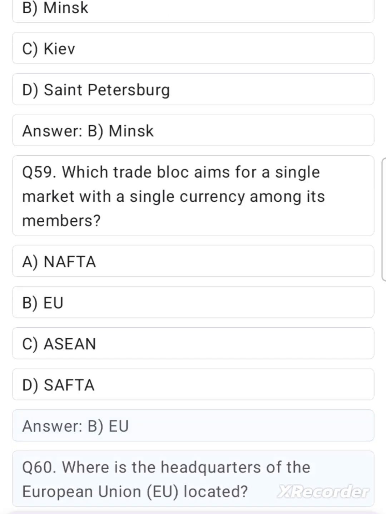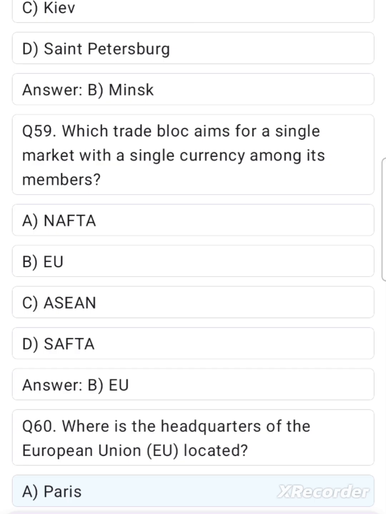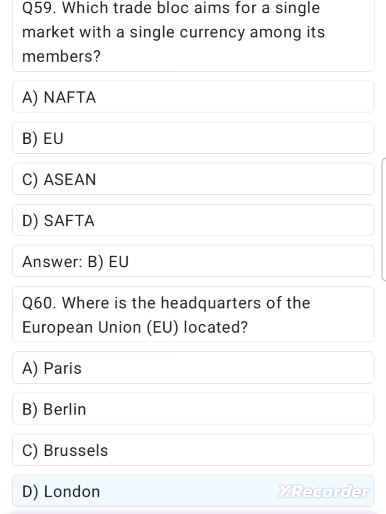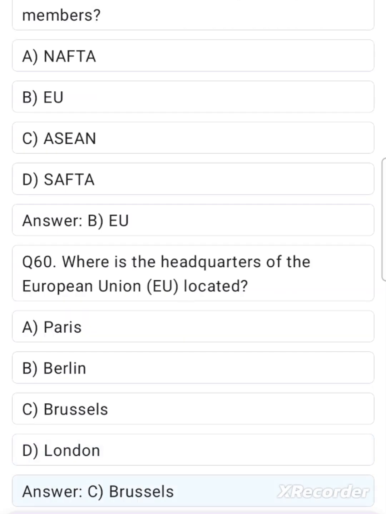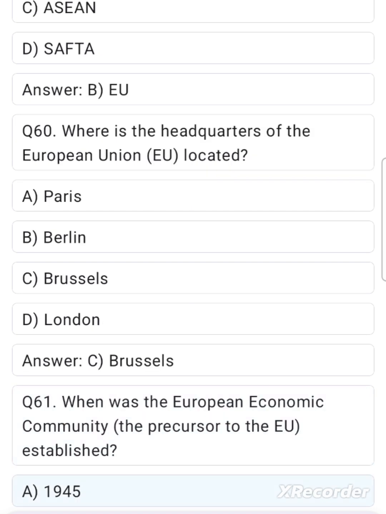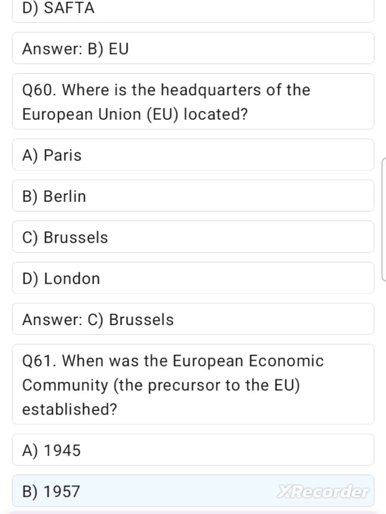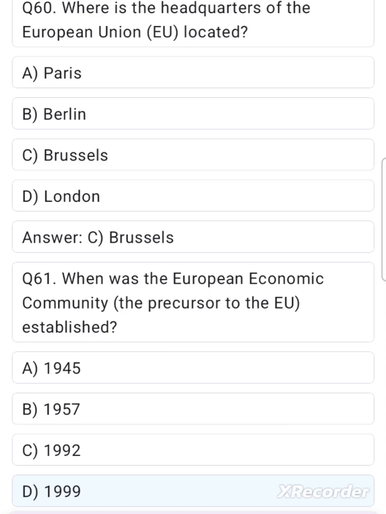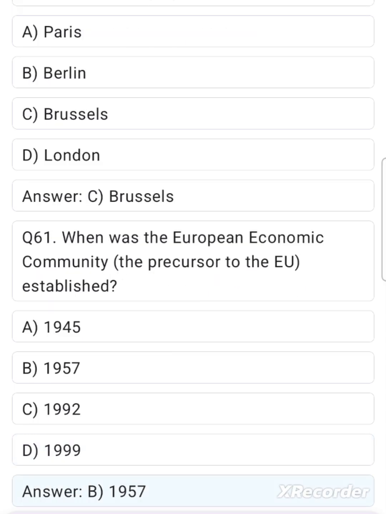Answer: B. EU. Q60. Where is the headquarters of the European Union, EU, located? A. Paris. B. Berlin. C. Brussels. D. London. Answer: C. Brussels. Q61. When was the European Economic Community, the precursor to the EU, established? A. 1945. B. 1957. C. 1992. D. 1999. Answer: B.